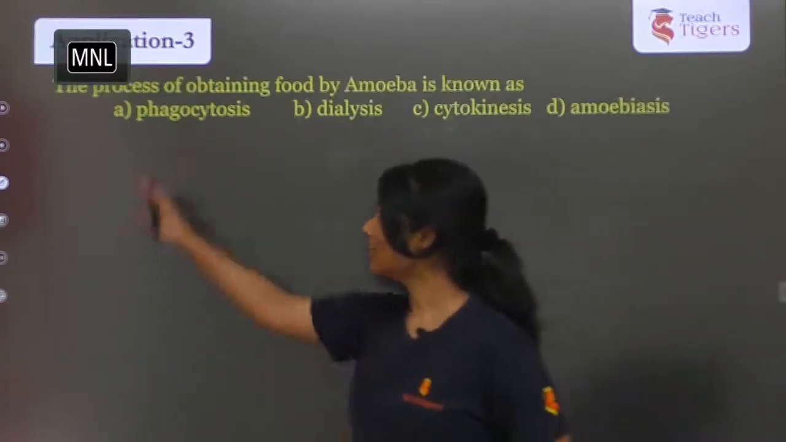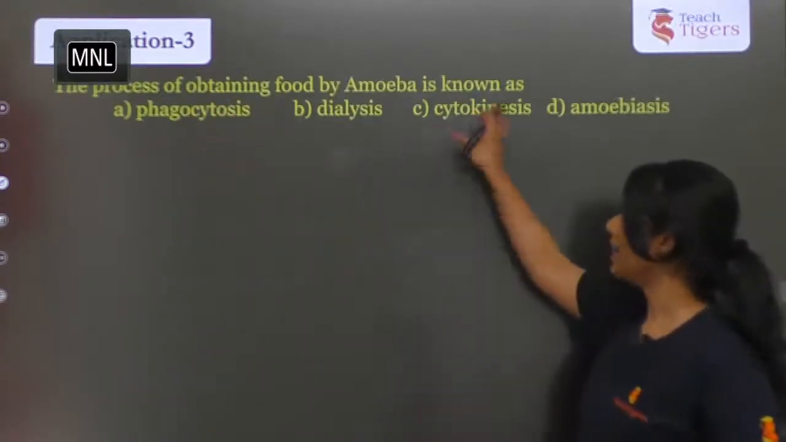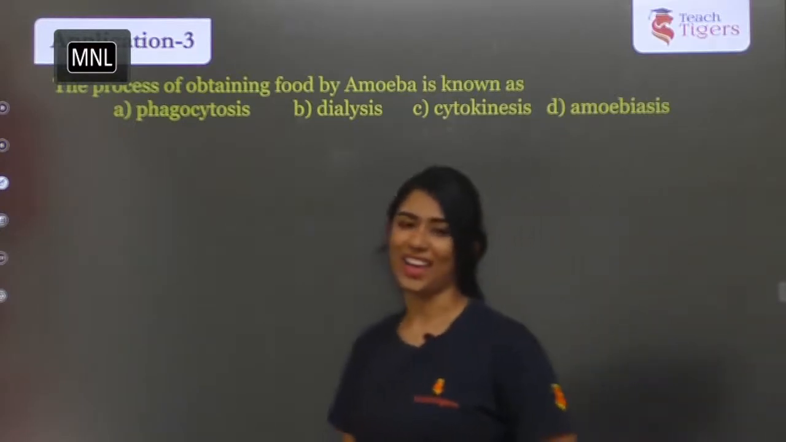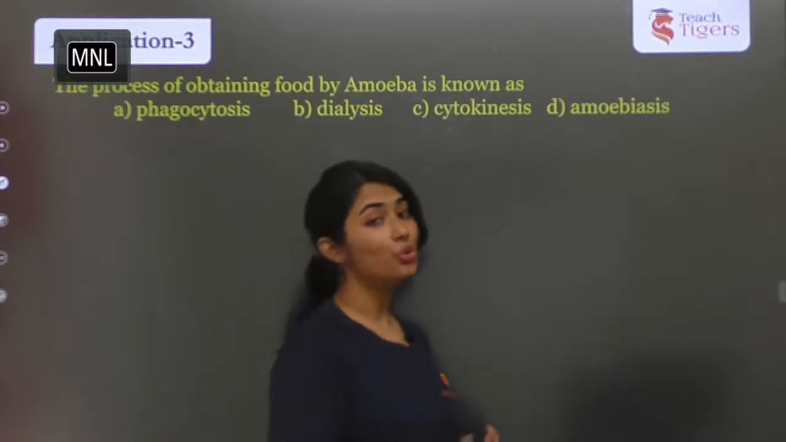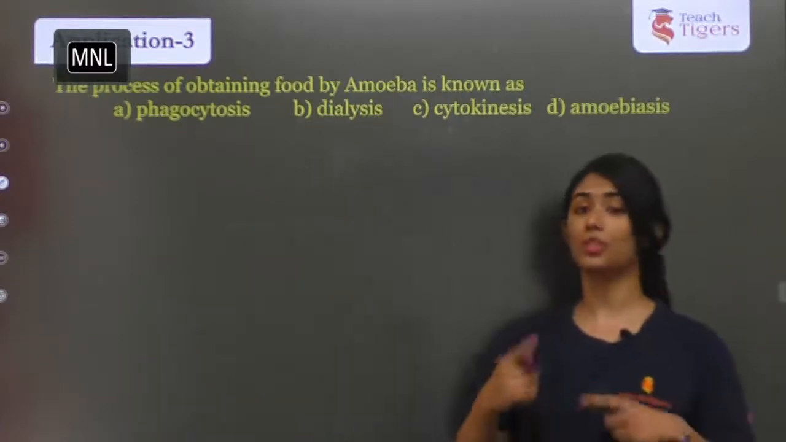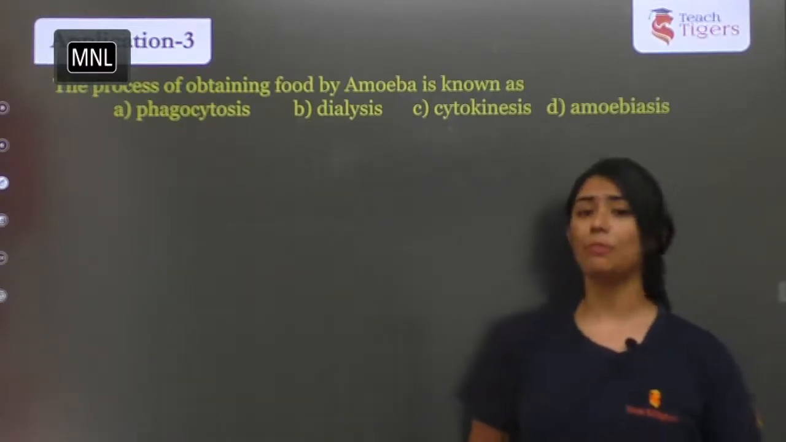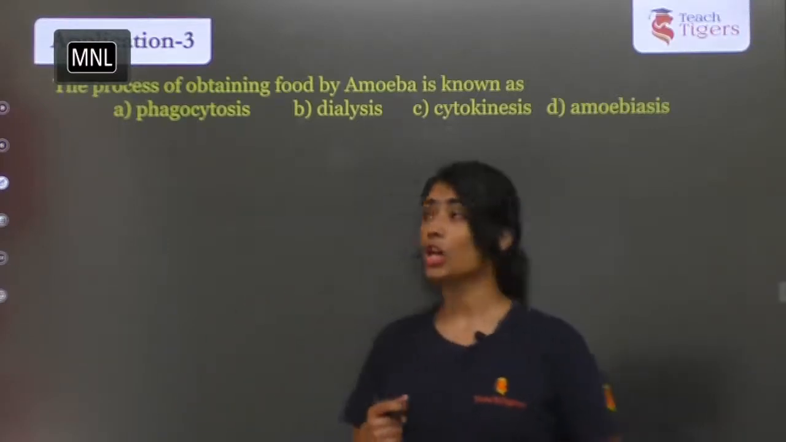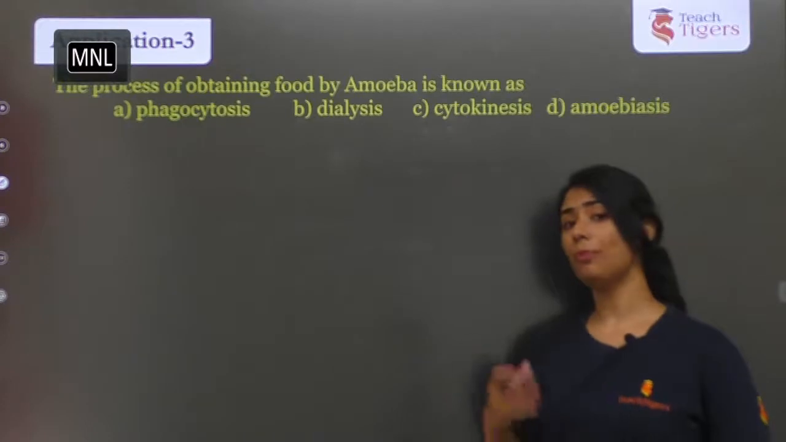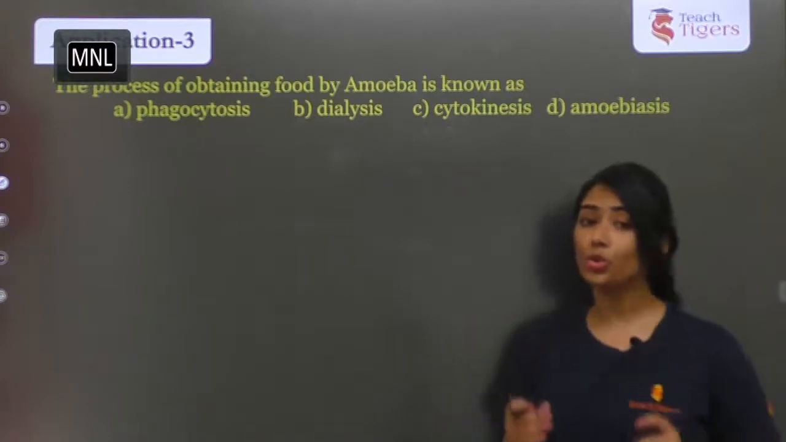Next question, the process of obtaining food by amoeba is known as. Okay, so what is amoeba? Amoeba is an unicellular organism which keeps changing its shape, and amoeba doesn't have a mouth or an anus like human beings, right? So it gets its food with the help of finger-like projections known as pseudopodia.